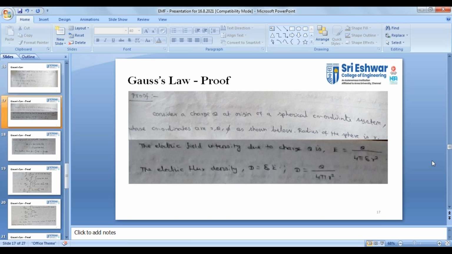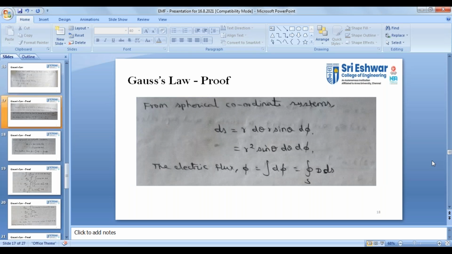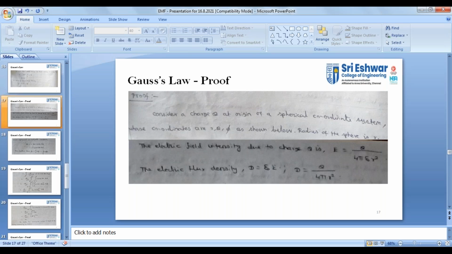So what will happen to the electric flux density? Electric flux density or displacement density is capital D, which is given by epsilon into E. The E value we know, epsilon cancels out, so D is equal to Q by 4 pi r square. That is the value. After I tell it here, we will come to the board.